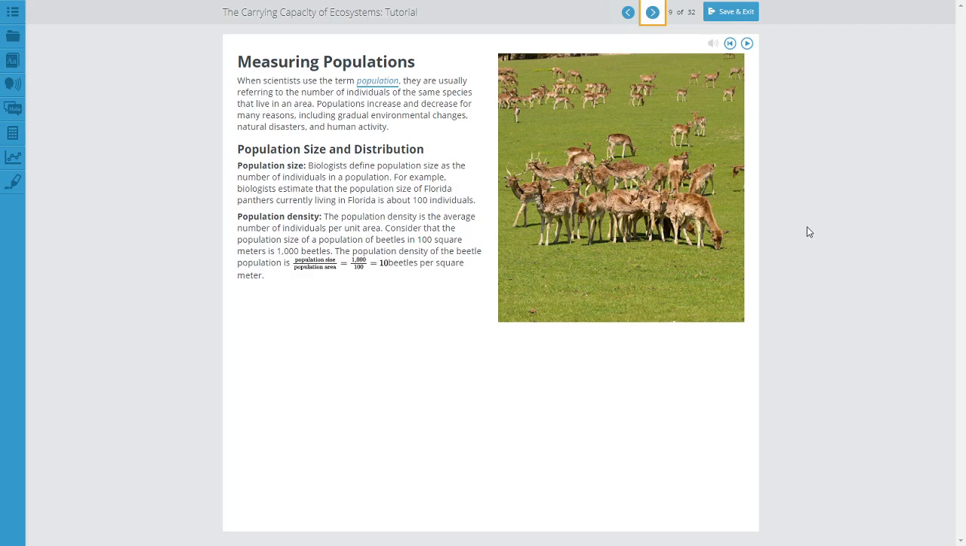But is that all of them? No, that's just the ones that are living here. It's this population. There's another population over there. There's another population over there. And so populations are two things. It's all of the same species, and they're living in any given area.